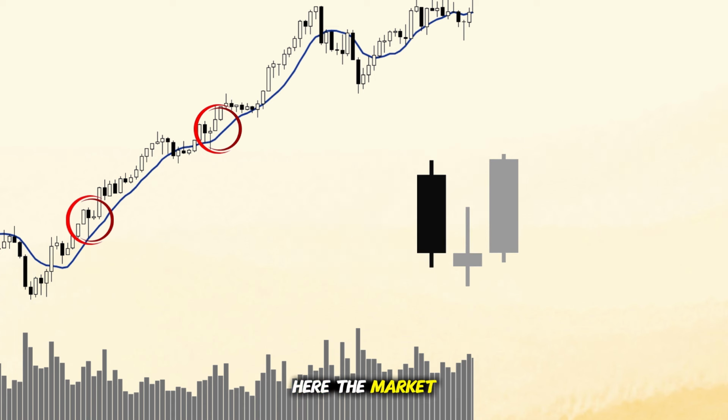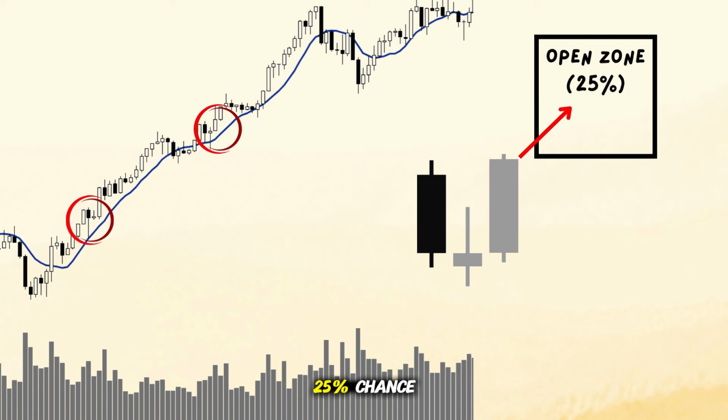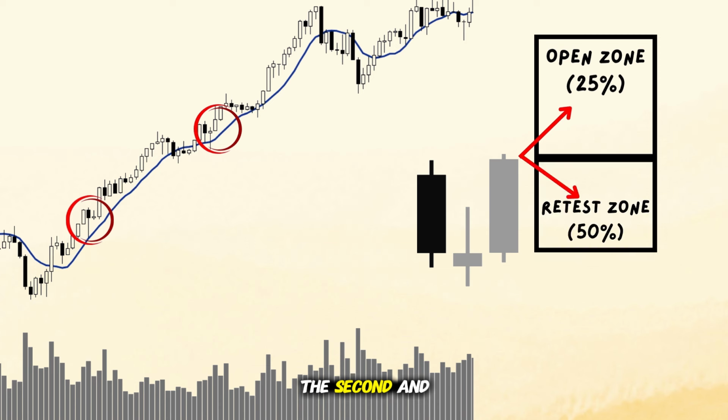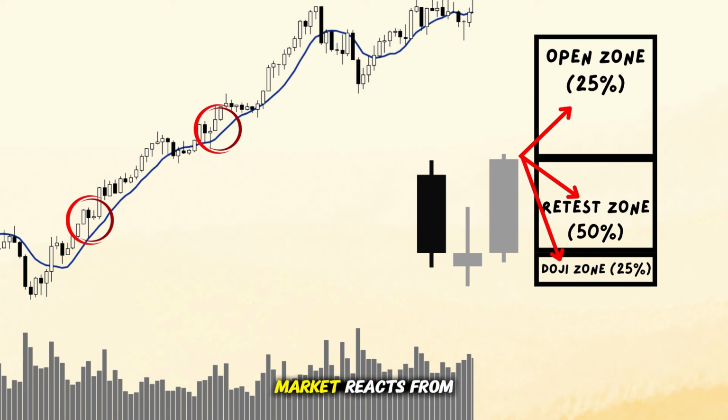Here, the market has 3 possible buying scenarios. The first one, there's about a 25% chance, is that the market goes straight up from the open zone without any pullback. The second, and most common scenario with around a 50% probability, is that the market slightly moves down to retest the previous bullish candle, where buyers are already active. And the third scenario, again about a 25% chance, is that the market reacts from the previous doji candle, rejects from that zone, and then pushes upward.